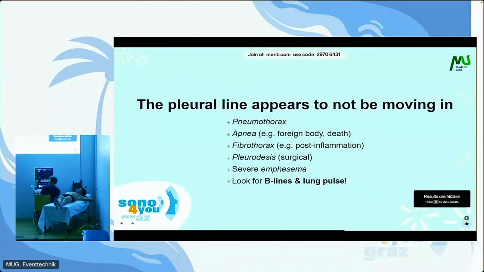these are the lines that you get vertically, beginning from the pleural line. It's because of fluid accumulation in alveoli near the pleura, and they only exist if the pleural layers are adjacent. If they are dehiscent, like in a pneumothorax, B lines cannot form. And the lung pulse, I guess the tutors will go through that in the hands-on sessions with you, the lung pulse.